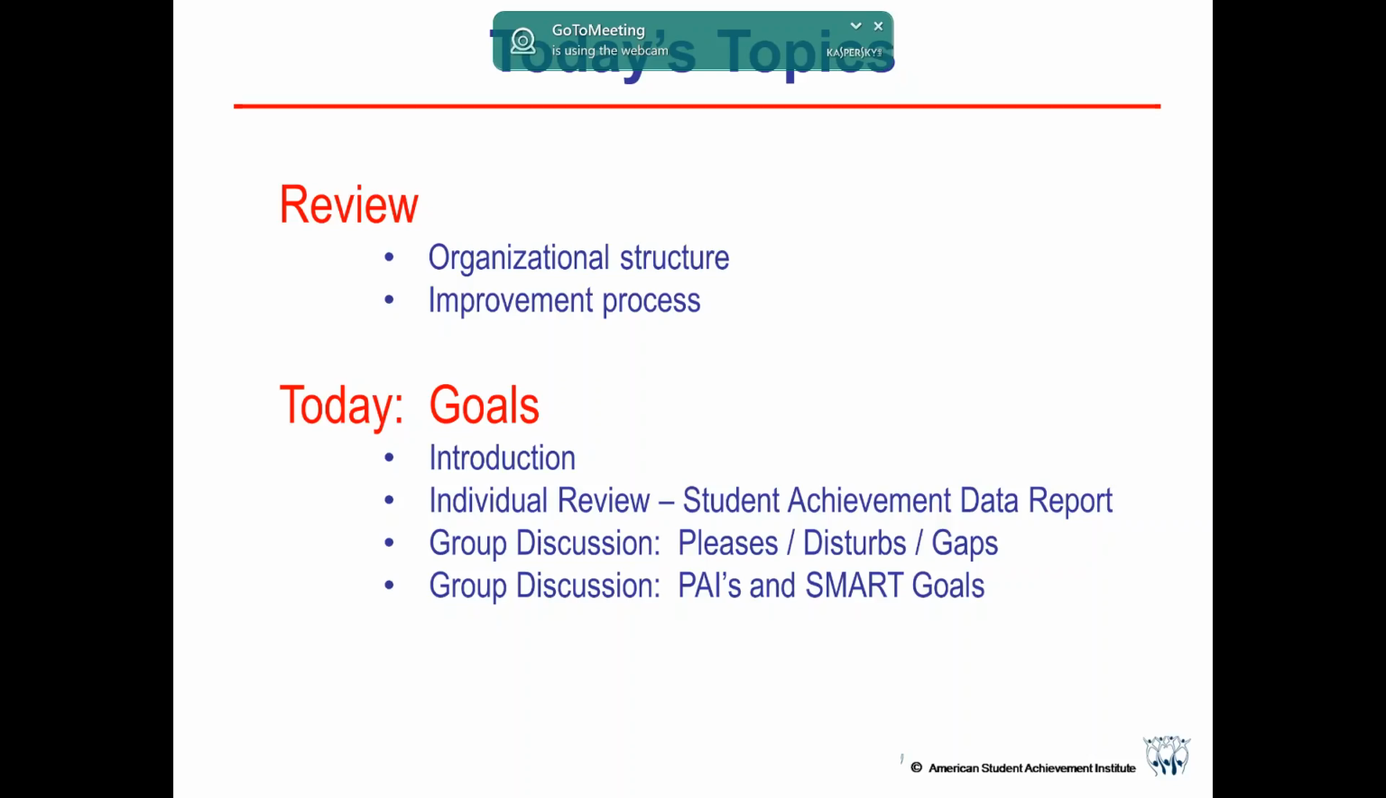And then that discussion will lead into the final discussion, which is, once we know what pleases us and disturbs us, and if we have gaps, then it's time to set our primary areas for improvement. Those are very broad areas where we want to improve. And then the most important thing is we'll come down to your SMART goals, which are very specific and targeted areas in your school that you are going to improve, and that you're committing to yourself and holding yourself accountable for improving in those areas.